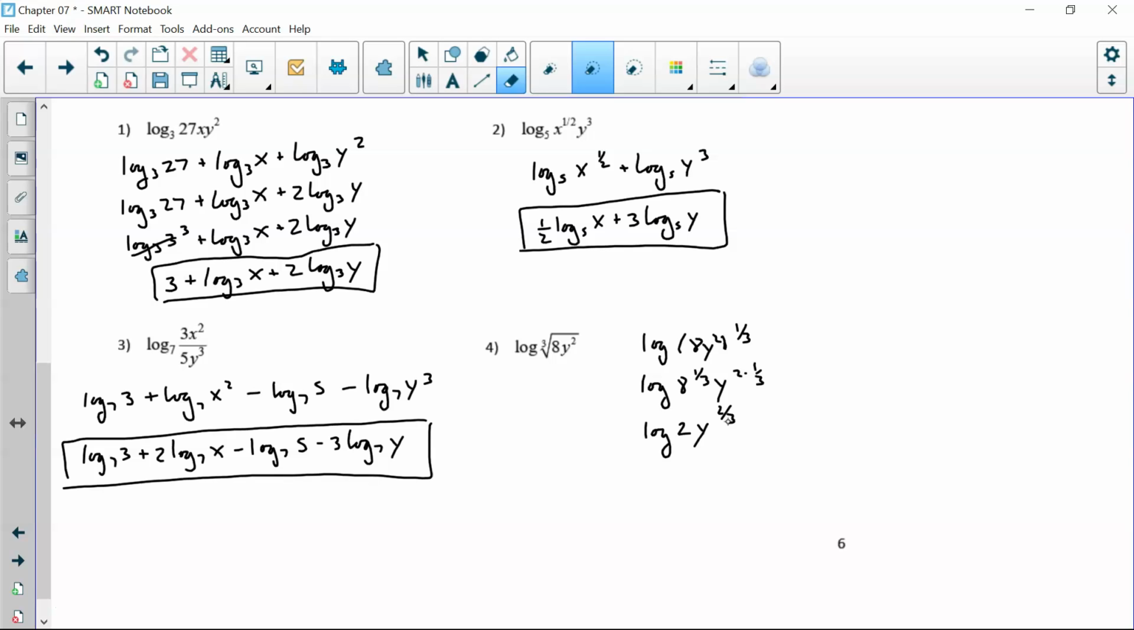That was all rewriting. So we don't have any division, so we can go right to the product property. Log of 2 plus the log of y to the 2/3. And now move your exponents to your coefficient. Log of 2 plus 2/3 log of y. And keep in mind, since there's no base shown, this is log base 10.